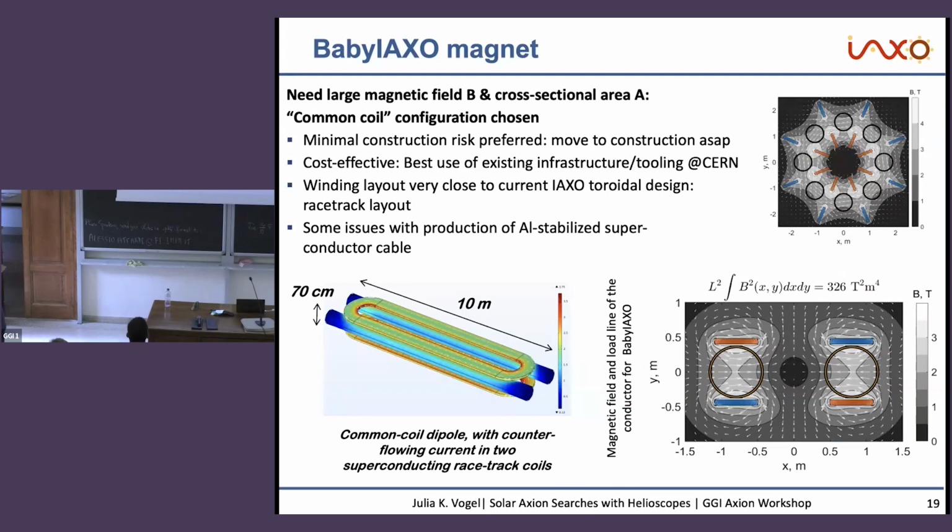There are some issues currently with the production of this aluminum stabilized superconducting cable that I've mentioned already before. So the cable itself is available, but the process to do the aluminum stabilization is not very profitable for industry, or they have to change their parameters, for example, for different experiments. So it's not really giving them a lot of money. So naturally, that's a little bit of a needle's eye right now.